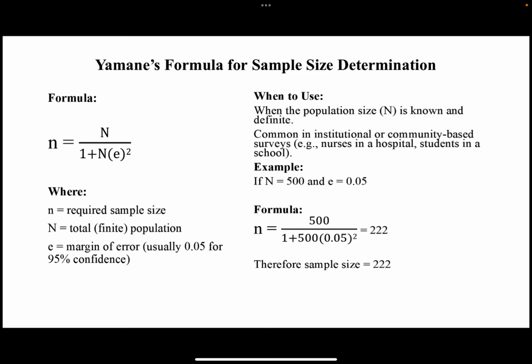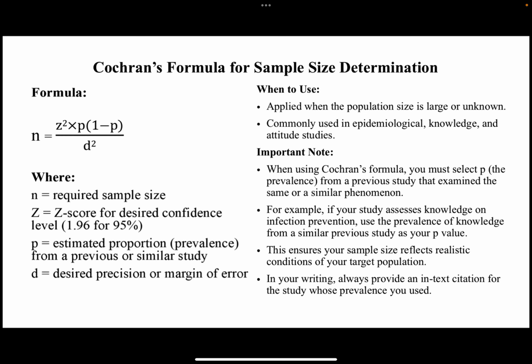Okay, great. Now, let's look at sample size determination. We have two formulas for sample size determination. The first one is Yamane's formula, and then we have the Cochran formula for sample size determination.